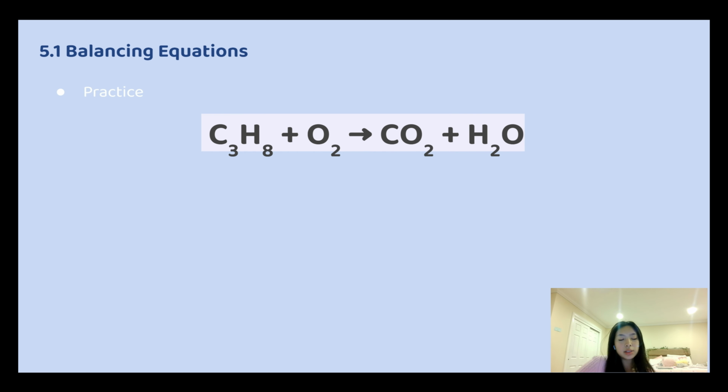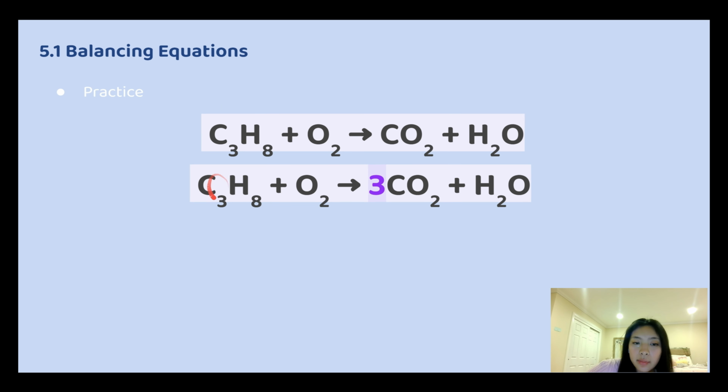Okay, so let's do this practice. First up we have 3 carbon on the reactant side. So the first thing I'm going to do is put a coefficient of 3 in front of the carbon dioxide, because that's going to balance out the individual carbon.